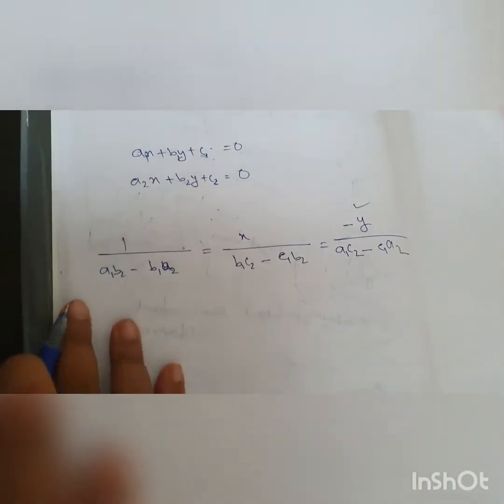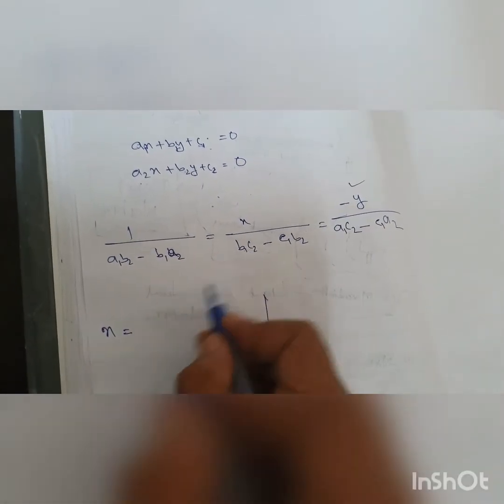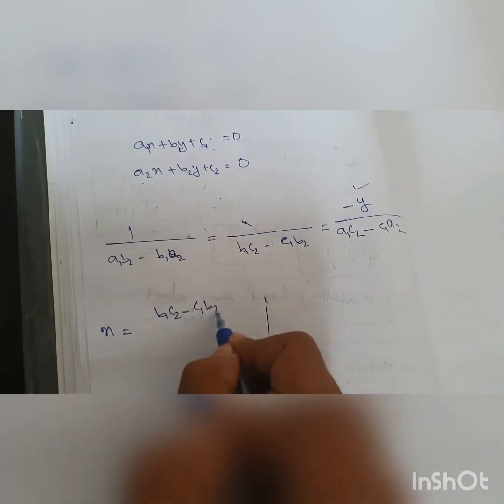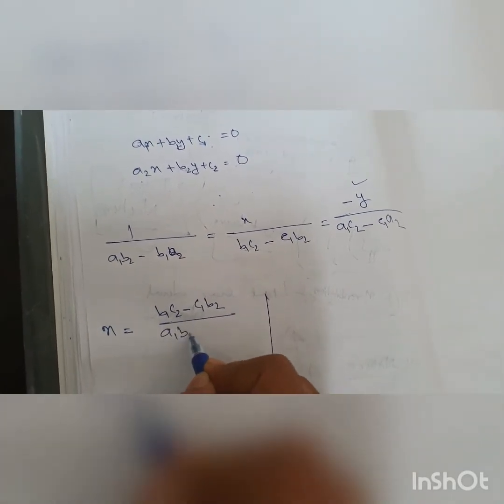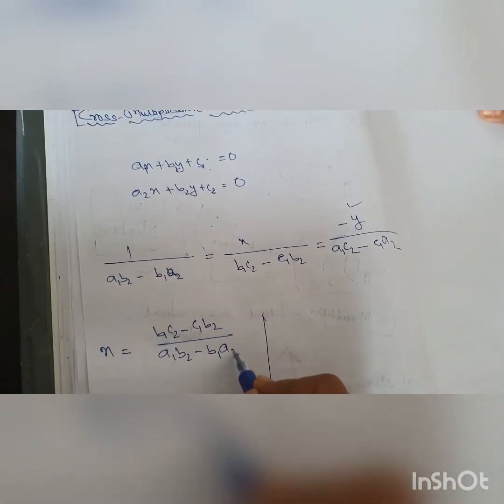Then you have to find out x. How to find out x? Make two columns. x will be equal to, this will go up, (b1 c2 minus c1 b2) by (a1 b2 minus b1 a2).